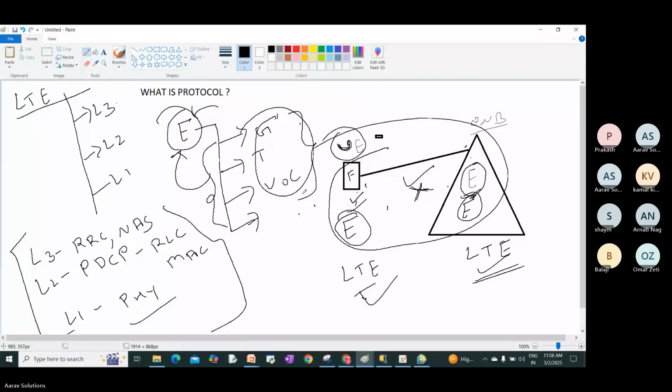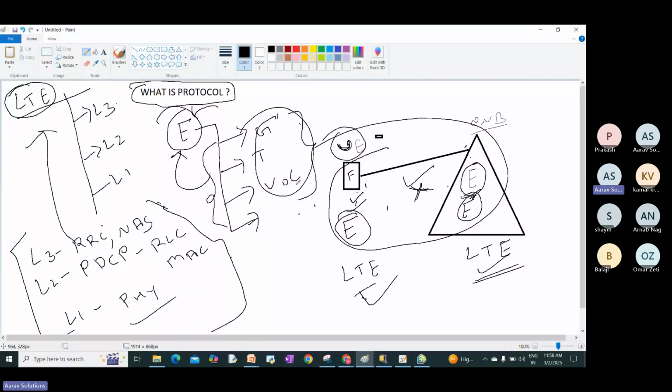Clear? So what we are saying is, this is like your English, the same as the language which you are using, and these are the set of rules which we are following in English. Make sense, guys? Now you are able to visualize that part. What is a protocol?